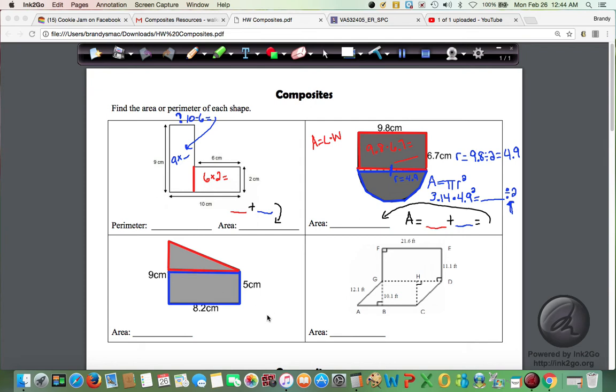Okay, makes sense? So to find the area of the whole thing, I need to find the area of each piece. The area of the rectangle is pretty easy. Okay, remember again, area equals length times width. So we just say 8.2 times 5. That's pretty simple. We got to do a little bit of math because we need to find our height. We know our base is the same thing because this is a rectangle. So our base is going to be 8.0. Let me change colors here.